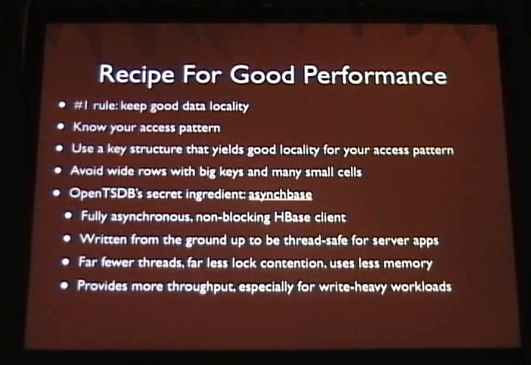One of the common problems with HBase is that people often make wide rows where you have a lot of tiny cells in those rows with long keys, and they don't actually realize that this is pretty expensive. And one of the things that OpenTSDB does, the secret ingredient, if I can say, is it's using another HBase client, which is called async HBase, and it's a fully asynchronous and non-blocking client, which is written from the ground up to be thread safe and is very efficient for server apps. So it has far fewer threads and less CPU consumption, and it provides more throughput for write-heavy applications.